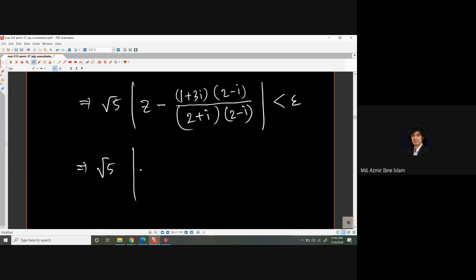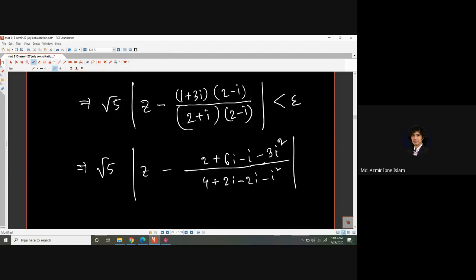Root over 5, z minus. Now we have to use an algebraic technique, that is, multiply this out. 2 times 2 is 4, then 2i, minus 2i, minus i squared. It is up to you, you can directly say it or we can calculate. In the upper part, please check whether I am writing the right thing or not. So 2 plus 6i, and if we multiply 1 and negative i, it will be negative i. And finally 3 times negative 3i squared. Is that okay?